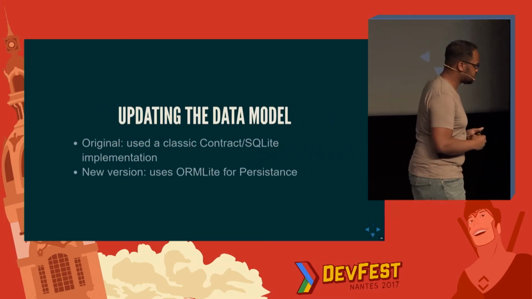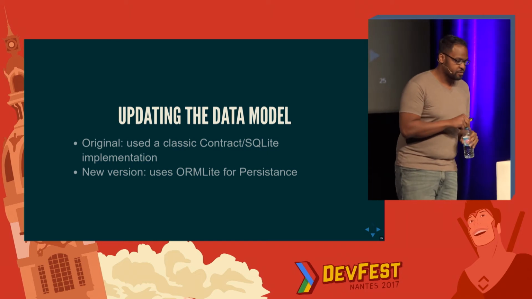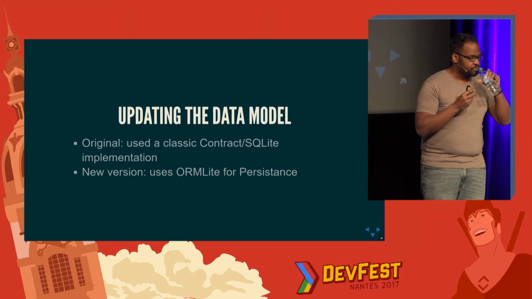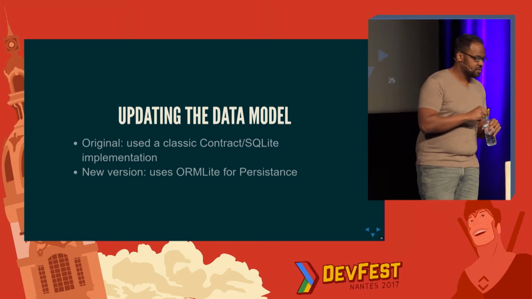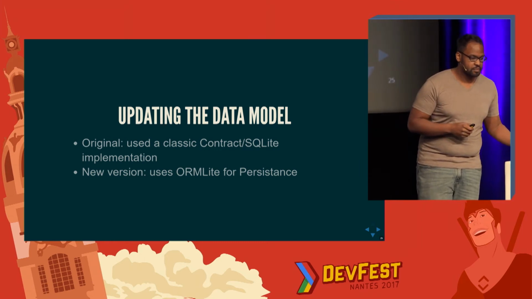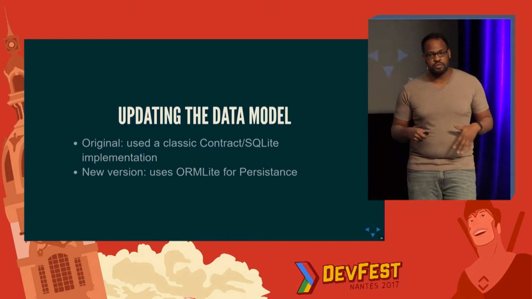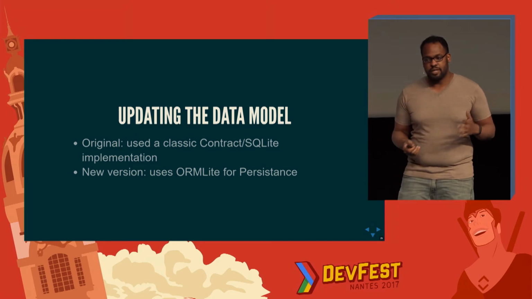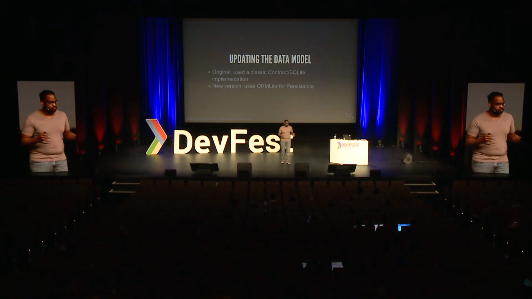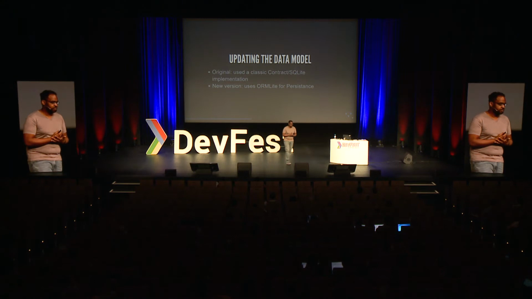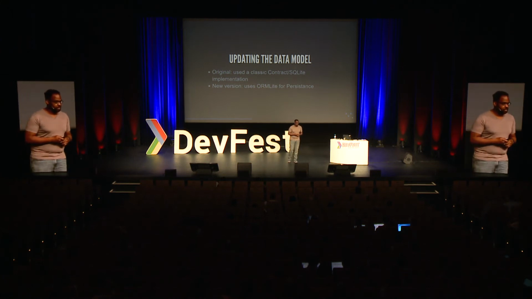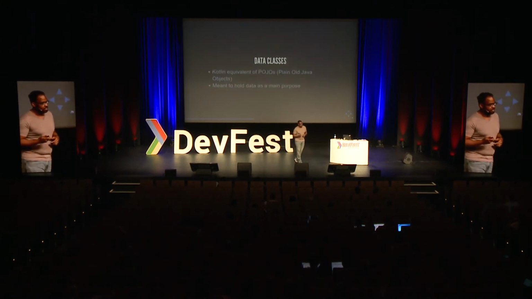So one of the first things that I did in the app after changing the QuoteIntentService over was updating the data model. The original used what I consider a typical contract SQLite implementation, and the new version uses ORMLite, which eventually I'll change over to Realm, but when I was starting to do this talk, Realm was a bit too beta for me.